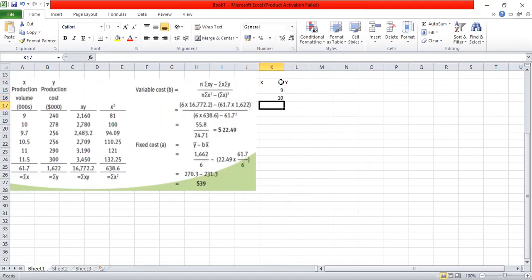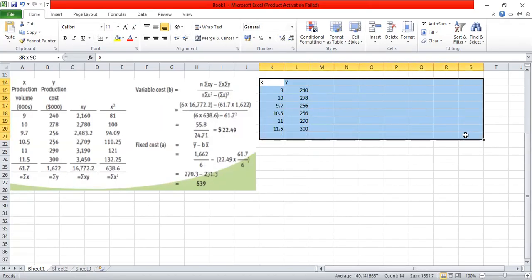9, then we have 10, then 9.7, 10.5, 11, 11.5, and then variable y. So there are two variables, x and y.